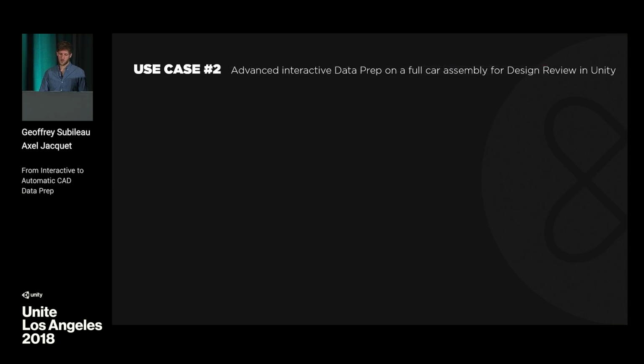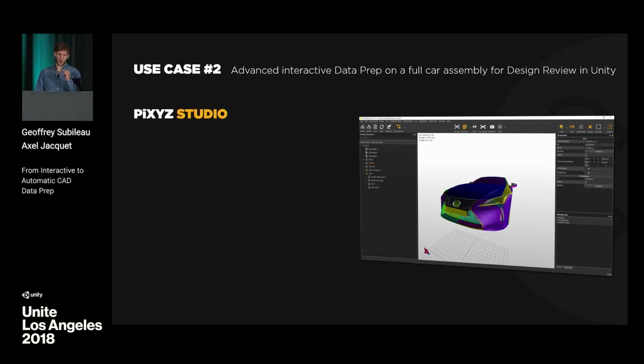So let's move on to industrial use case number 2. There we want to create a full model with materials applied for design review in Unity, a full car model. And for this advanced interactive data prep scenario, well, Studio is the rightful tool. So with Studio, you get all the CAD formats for import and export. It has an ergonomic view, an intuitive UI with a robust and powerful viewer, which is necessary to display numerous complex data for a full car assembly.